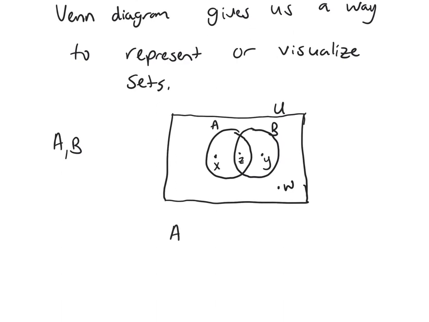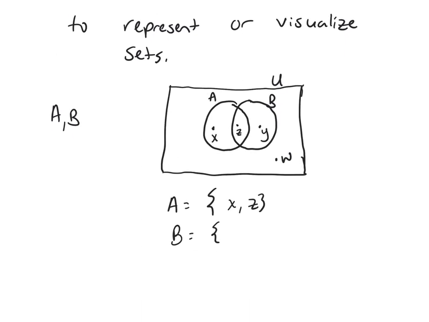I know A, look inside of the A circle, I have the elements X and Z. This set B, look inside of the circle corresponding to B, and I have the elements Y and Z. And then I know my universal set has every element in the box, so it'll be W, X, Y, and Z.